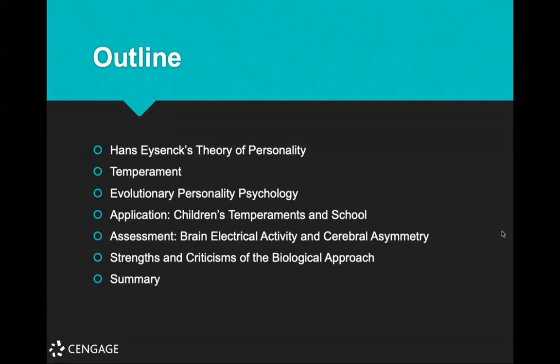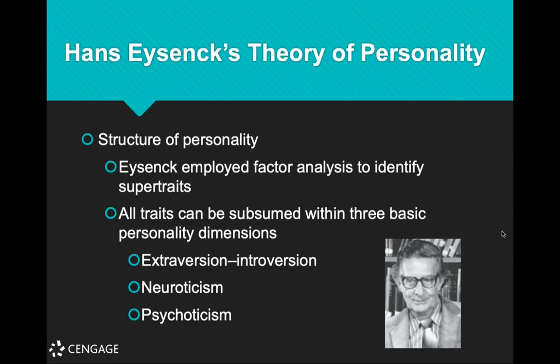And we'll look at the assessment values behind using brain electrical activity machines and the findings on cerebral asymmetry and how that impacts mood. We'll end the presentation with discussing the strengths and criticisms of this approach as we do all the other approaches, and then the summary of the presentation. So let's take it away.